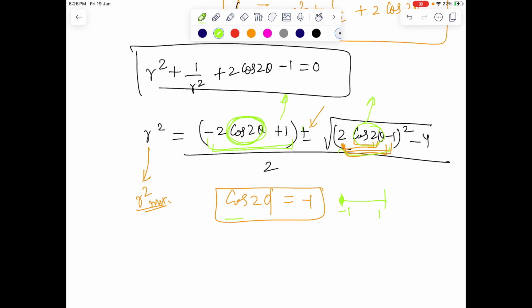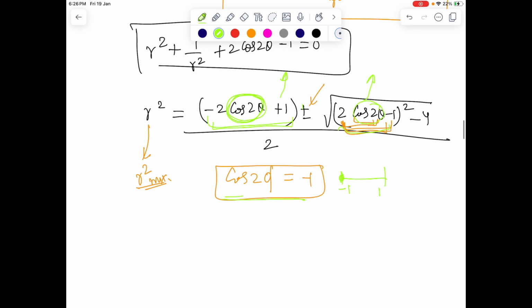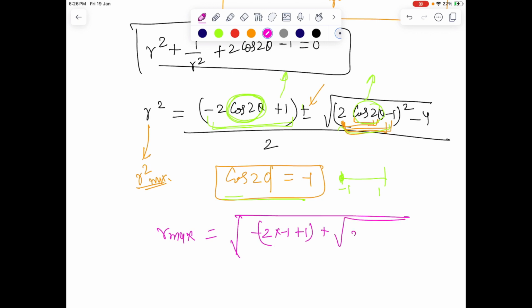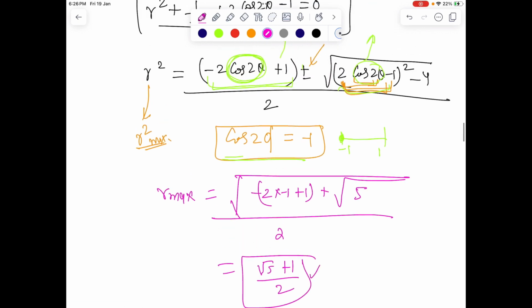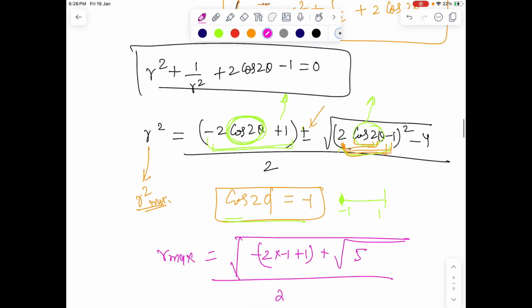Okay, so cos 2 phi minus 1 is giving this as maximum as well as this as maximum. So both are assisting together. So we know cos 2 phi equals minus 1 will give the maximum value of r. So just put cos 2 phi maximum. So r max is going to be root over (minus 2 into minus 1 plus 1 plus 2) over 2 times, that will become 9 minus 4, right? Which is 5 over 2, and which evaluates to simply root 5 plus 1 by 2.